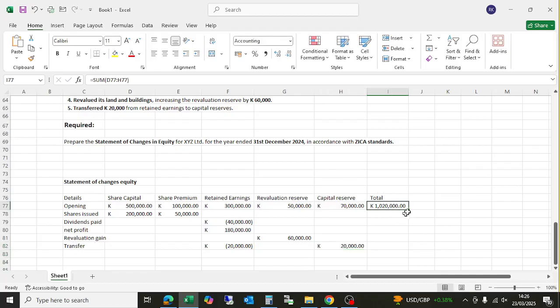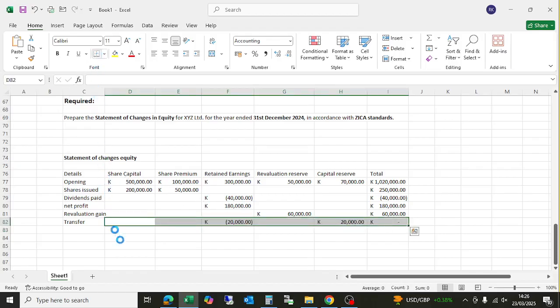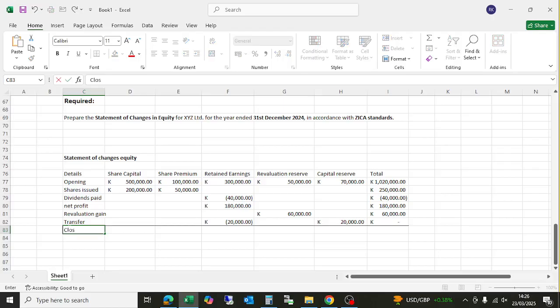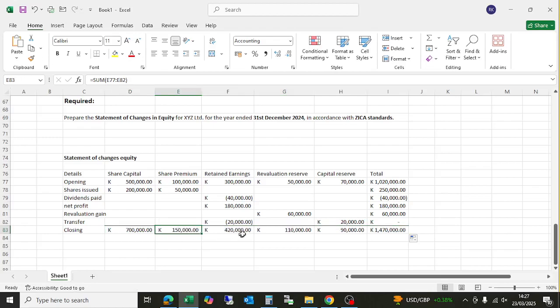Okay, and then our totals will look something like this. Okay, and then let me just close this up. So our closing for the year, our closing balance in share capital is 700,000. And if I were to pull this, it will give me all the other balances. Okay, and then here we have 150, we have 420, we have 110, and we have 90. Okay, so basically, we have done our changes in equity statement. It's that simple. Trust me, it's very, very simple.